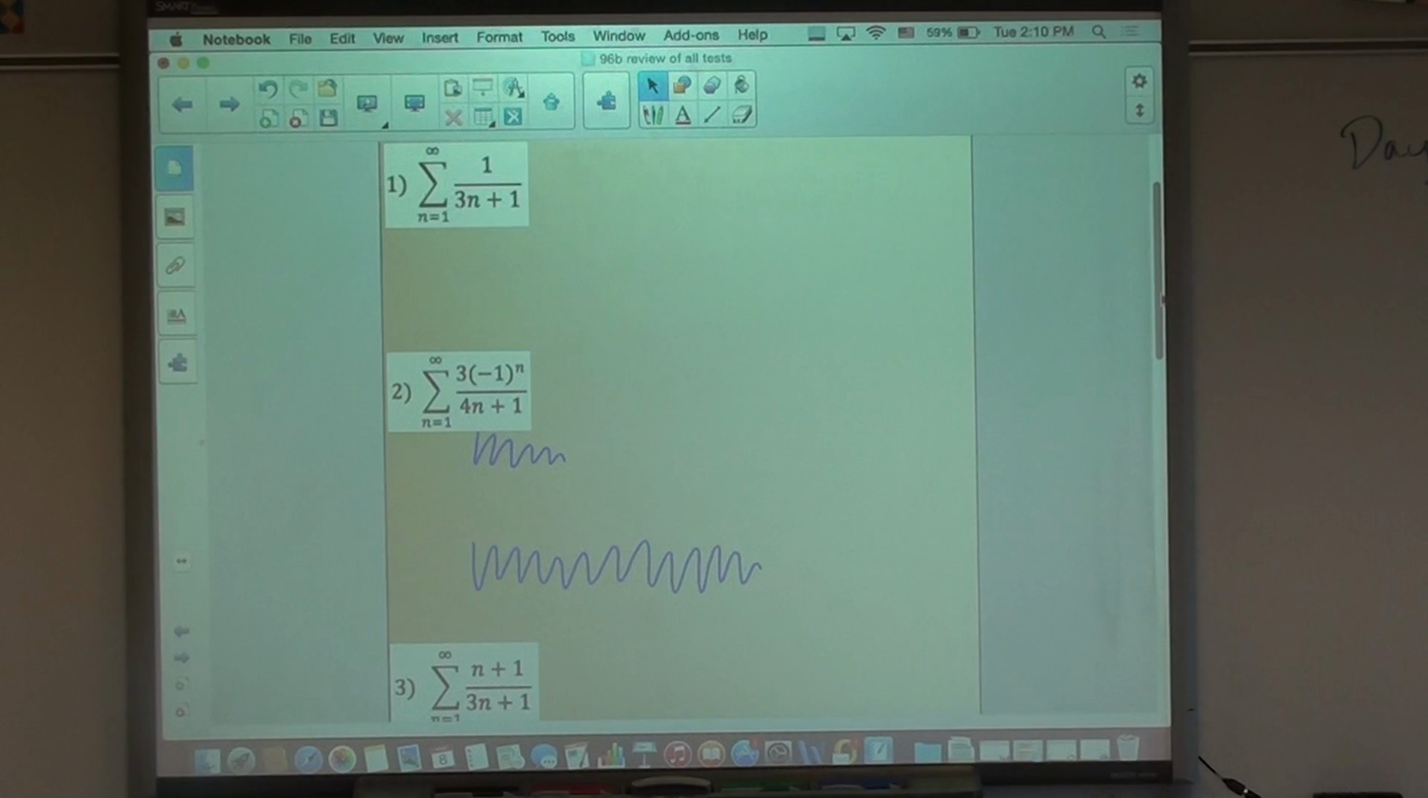For the nth term test, I want to see the limit as n approaches infinity. Guys, even if you're using the nth term test, I want to see that you applied it with the limit as n approaches infinity of the series. Tell me what you get, so that I know that you know.